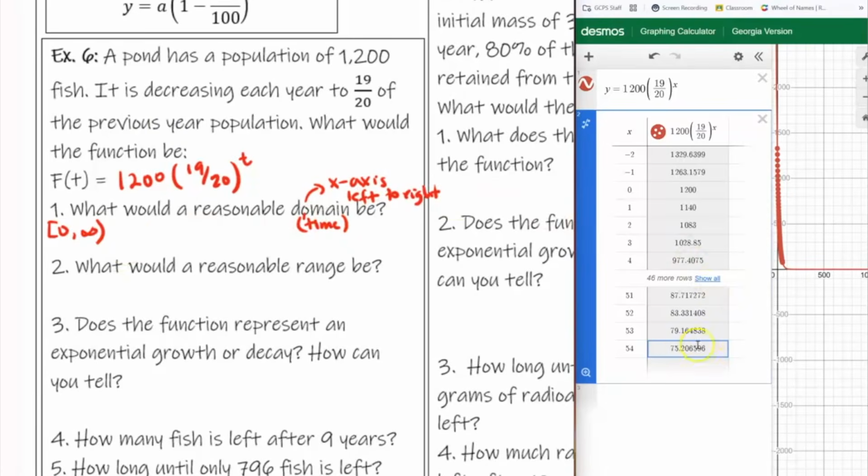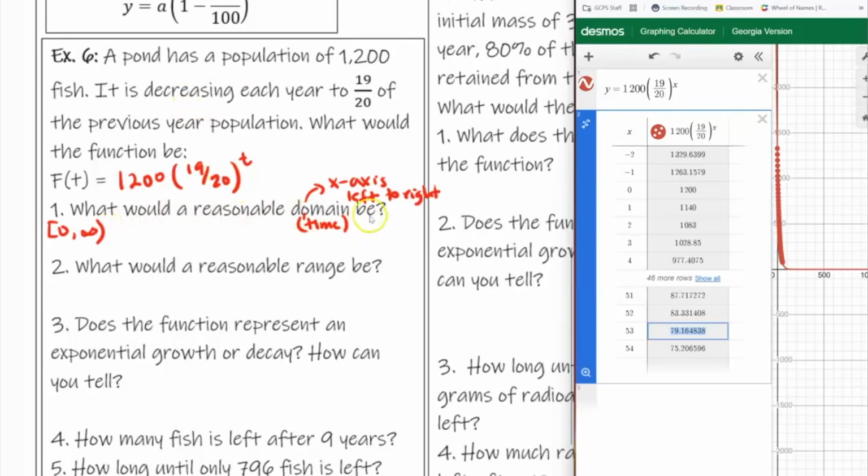Now the question becomes, can I include 79.1648, and so on? In this case, yes, because it's saying the population. It's not talking about the individual fish, just in general, the population of the fish. So I have 79.16 in my population. It's not the actual physical number of fish. It's kind of like an approximation.